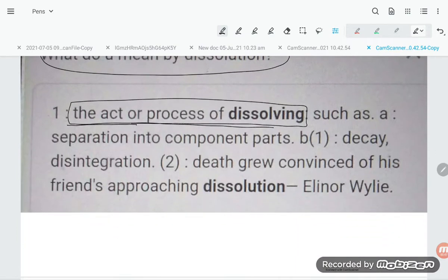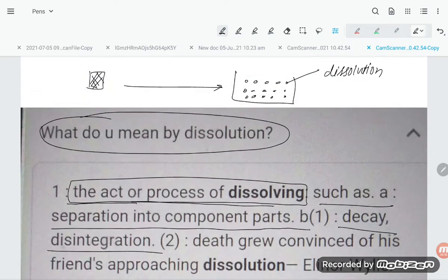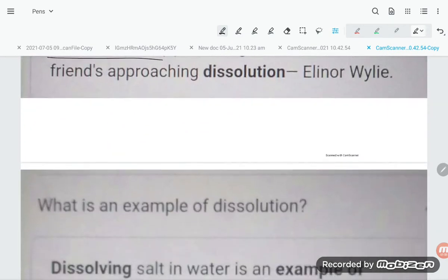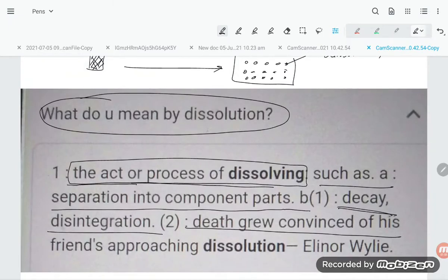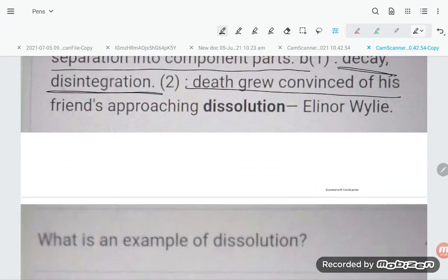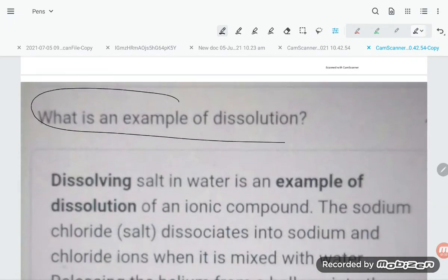Now see, it is a separation into components, decay or disintegration. The whole particle disintegrates into smaller particles. Decay or disintegration. Now, what is an example of dissolution?